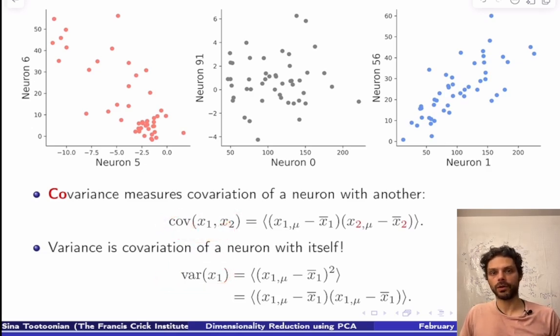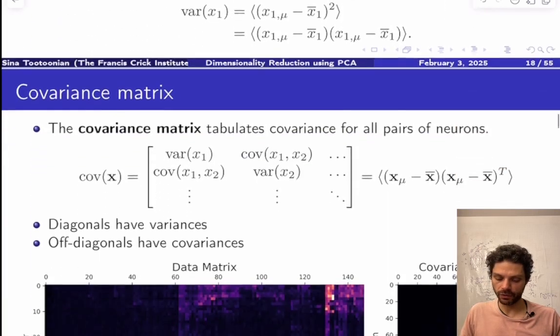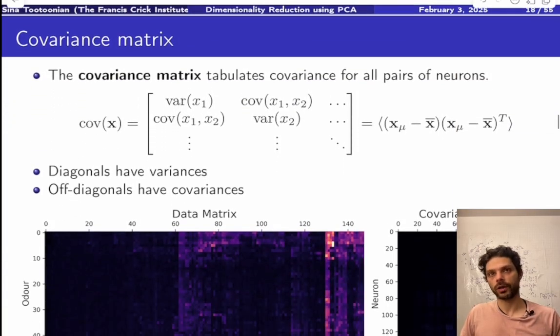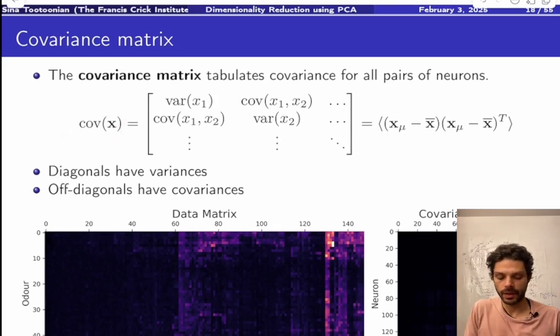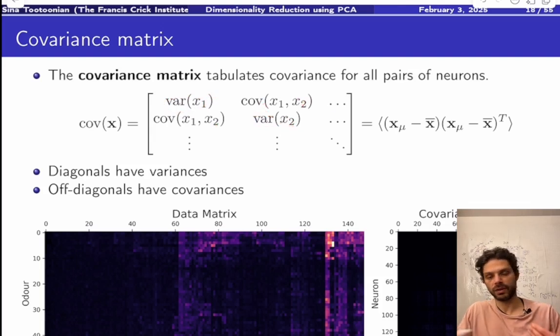Now, once we've got that covariance information, we can put it into a covariance matrix. So that's what it looks like. A covariance matrix is just a big table of numbers. And this is the covariance of x1 with x1, which is the variance, x2 with x2, which is the variance of x2, and so on. But the off diagonals have the covariance of pairs of different neurons. So you can see that structure like that.